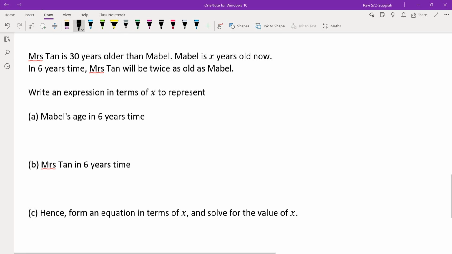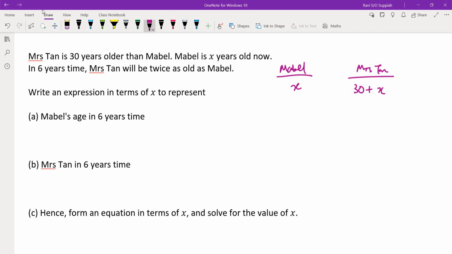Okay, so let's understand the information given. Currently, Mabel's age is X, and Mrs. Tan's age is 30 years older. That means 30 plus X. So Mabel is X, Mrs. Tan is 30 plus X. In 6 years' time, what will be Mabel's age? It will be plus 6 of this. So you can write it as X plus 6. The expression for Mabel's age in 6 years' time is basically X plus 6.